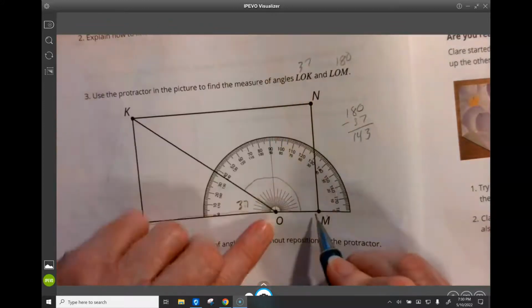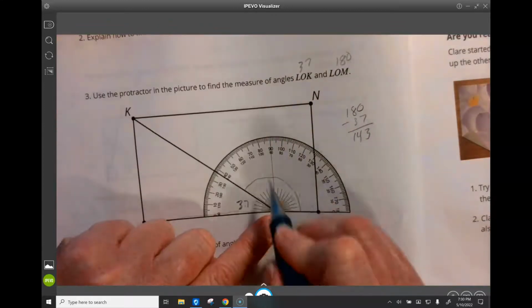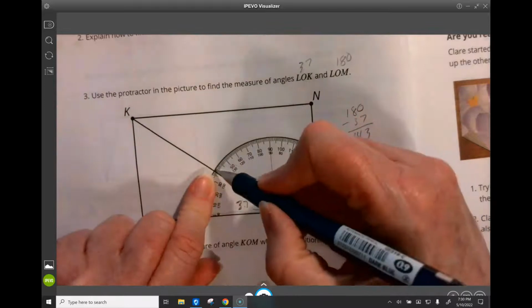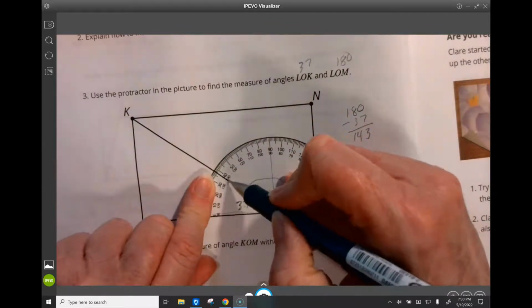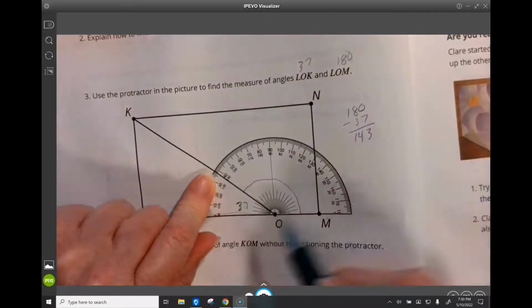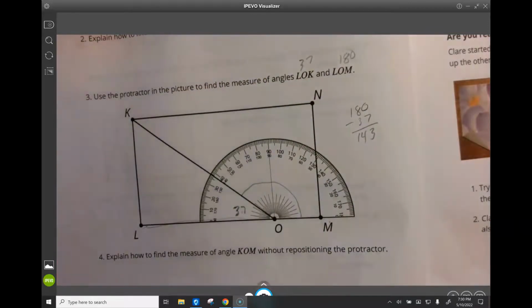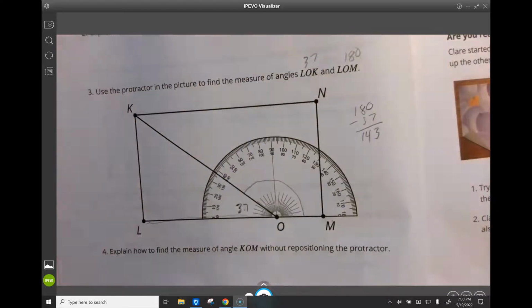Okay, well let's go this direction. If we go this direction and come over here and we look at the big one, yep, look at that, there's 140. So there's 130, 140, and then 3 beyond it, so it's 143. Okay, good. So use that complementary and supplementary to your advantage. Here we go.